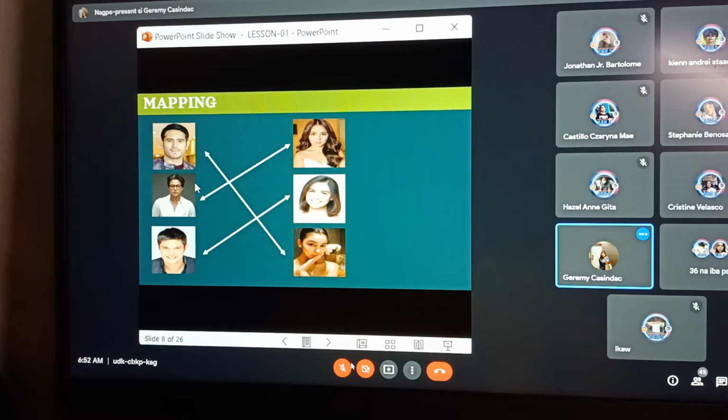Bakit? Kaya sa first example natin ng mapping kanina, bakit siya matatawag na function? That's because one-to-one po. Okay, that's correct. One-to-one correspondence. So therefore, this given example is a function.